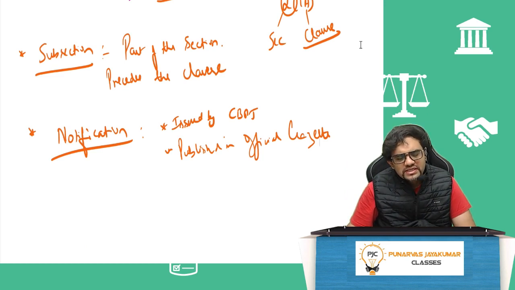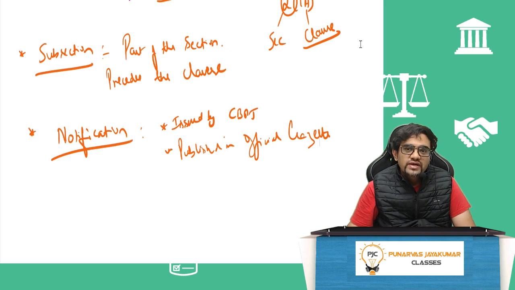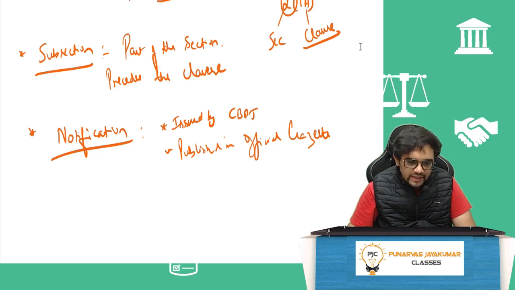Notification is a subordinate legislation. It is part of the law itself. It is published in the official gazette. Whereas circular is an instruction given by CBDT to its assessing officers. So circular is binding only on what? Circular is binding only on the assessing officer, whereas notification is binding on everybody.